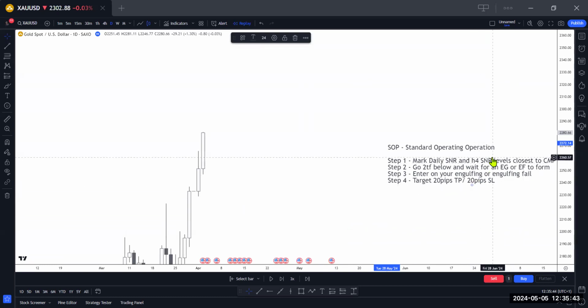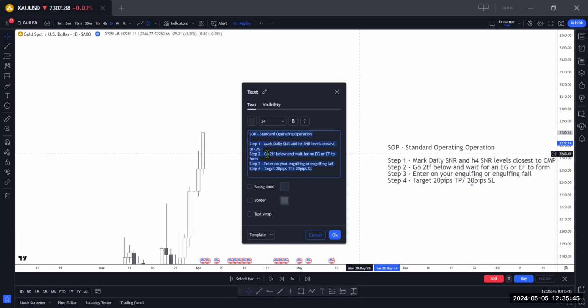Now, something in me wants to add H1, because we should be able to get 20 pips from H1. So: mark your daily SNR levels, your H4 SNR levels, and H1 levels closest to current market price.